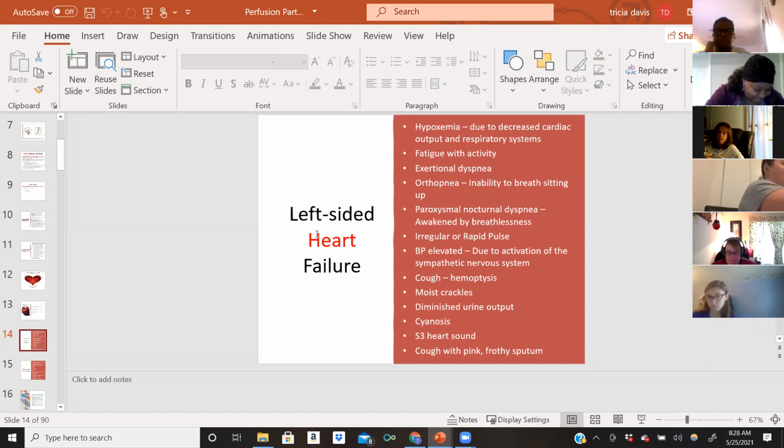This is where we're going to hear that extra heart sound, so that S3. You guys should know where you would hear an S3. And then these patients are going to have a cough with a pink frothy sputum. So if you hear cough with pink frothy sputum, you guys should think left-sided heart failure.